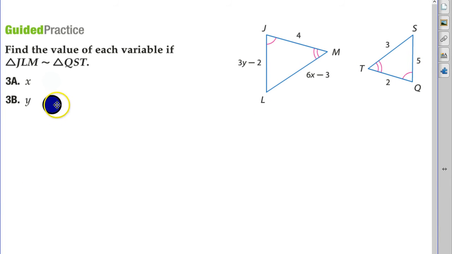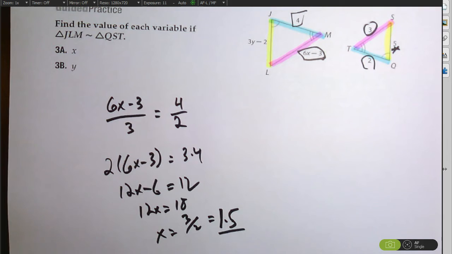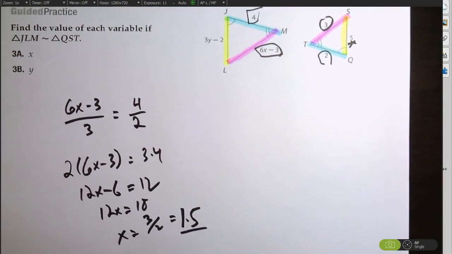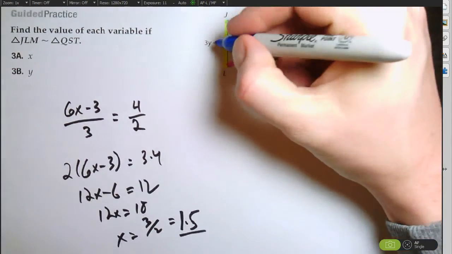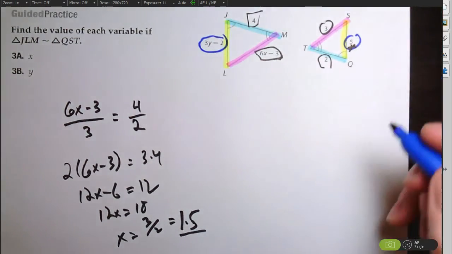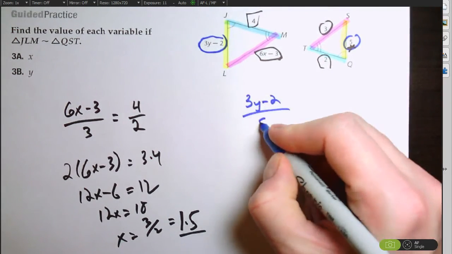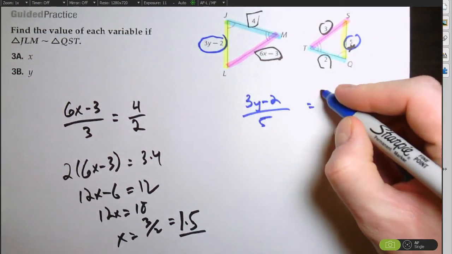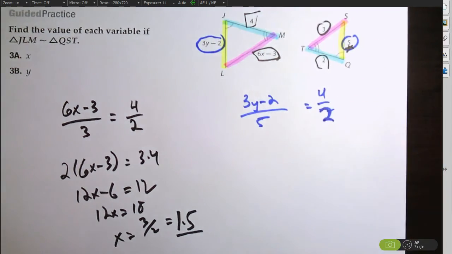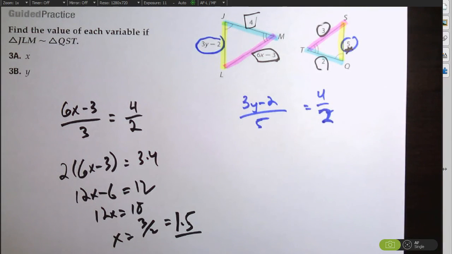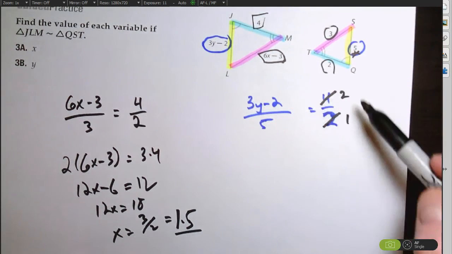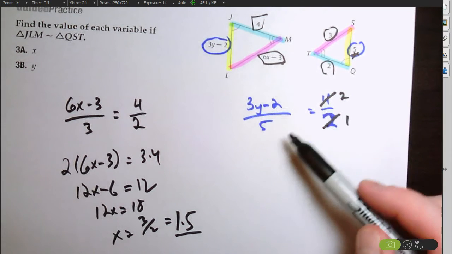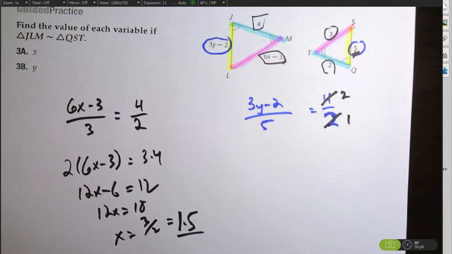So now I'm going to do the same thing, solving for y. This time, same exact idea, but I'll use the 4 and 2 again, and now the 3y minus 2 and the 5. So 3y minus 2 over 5 equals 4 over 2. And some of you might be wondering, hey, can I just reduce the 4 over 2? You can. It does make it a little easier. You cannot reduce across, but you can reduce within. So you couldn't reduce 5 and 2, because they're on separate sides of the equal sign. And now just cross multiply.